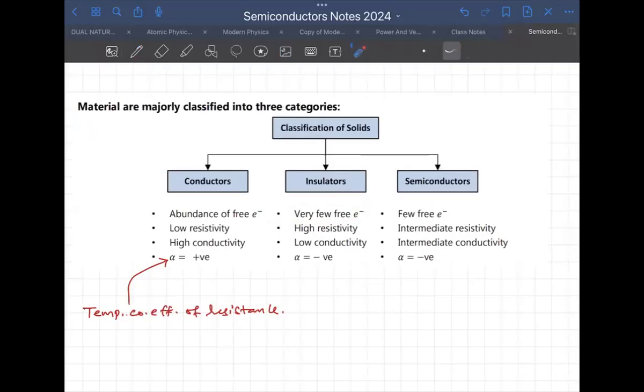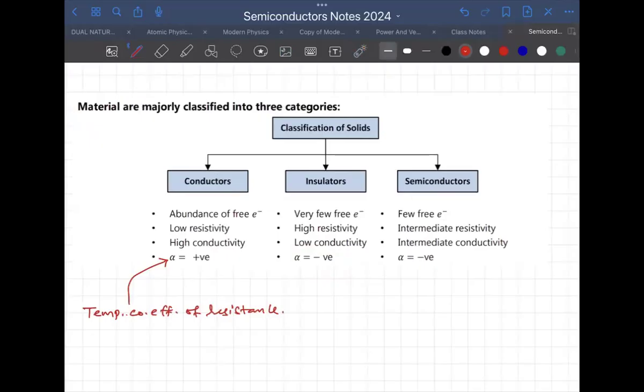The only difference in insulators is that you have very few electrons, meaning the number of electrons per unit volume is less for conduction. That is also termed as high resistivity. Because the resistance is high, it has low conductivity. The majority of insulators will have alpha negative. With the increase in temperature, alpha is negative such that the conductivity increases.